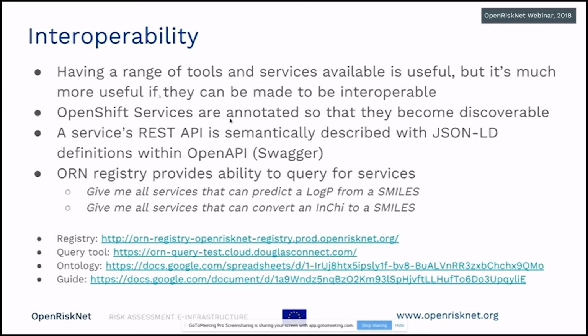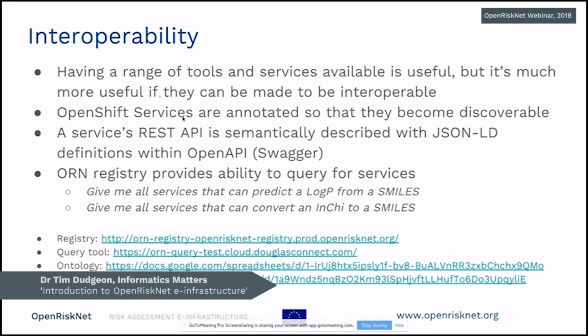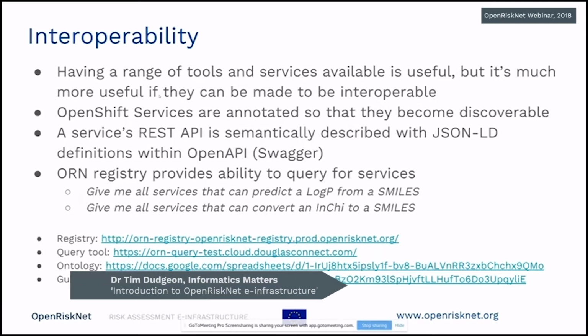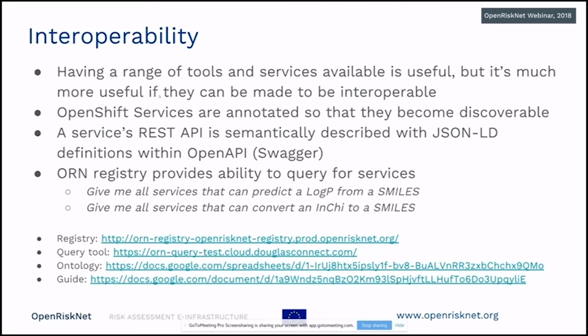and we do this by using the OpenShift services. So these are the applications you deploy into the environment that then become accessible as a service, and could be used either by a browser-based application or an API or whatever. And these services are annotated so that they become discoverable. So we'll see an example of how that happens in a sec. But essentially, service sort of sticks up its hand and says, "Hey, OpenRiskNet, I've got some services that you might be interested in. Come and find me and discover that service."